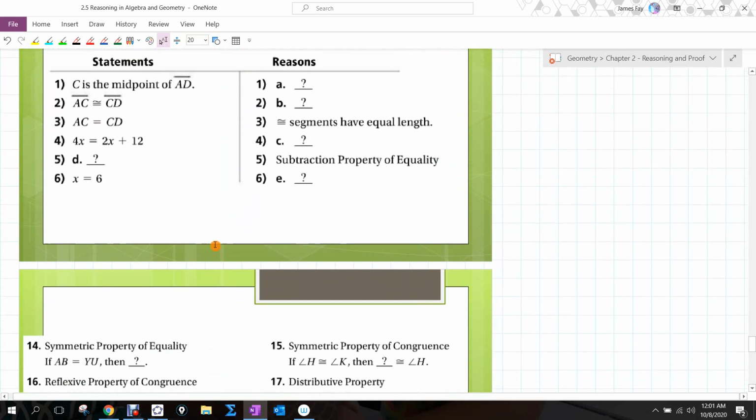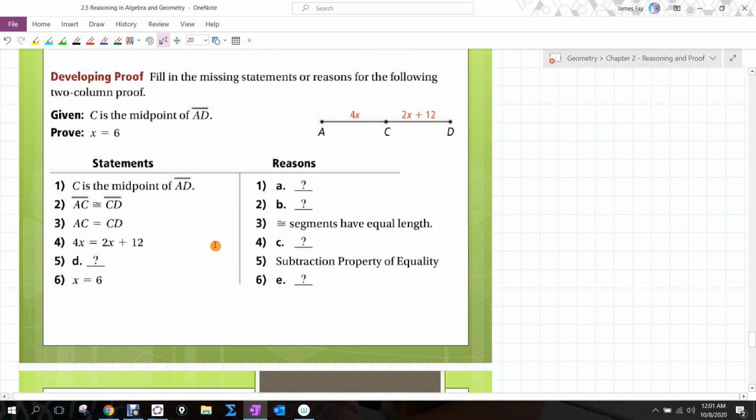You'll see a couple of these in your homework. Early on, especially, these are the types of questions that we see because we have most experience with this type of stuff. It's just a segment addition question. They're going to give you C is the midpoint of segment AD. Okay, so C is the midpoint. They want you to show why, to demonstrate why X is equal to 6.